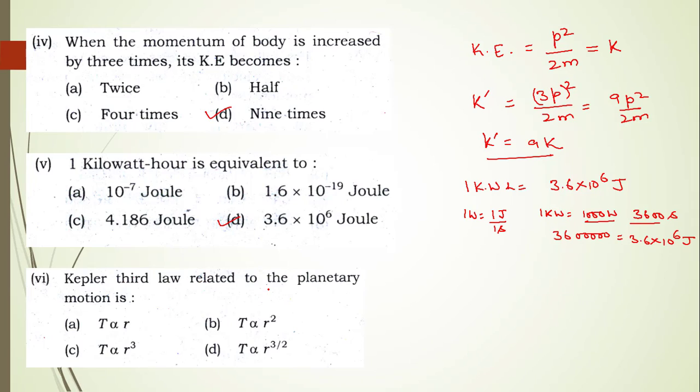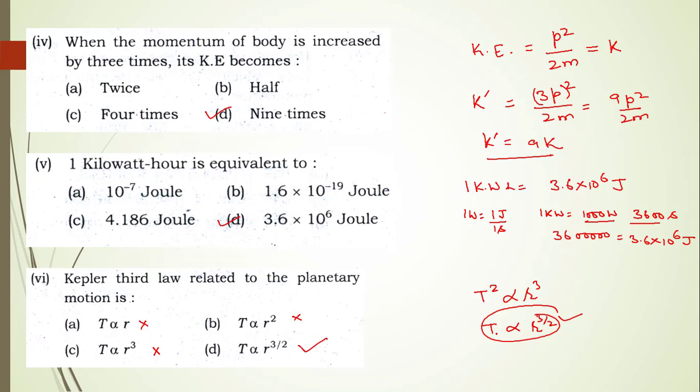Kepler's third law relates the planetary laws of motion. According to Kepler's third law, T square is directly proportional to R cube. Here, T is directly proportional to R, not okay. This is also wrong because T square is directly proportional to R cube. Now, taking the square root on both sides, we get T is directly proportional to R raised to the power 3 by 2. So this is the correct answer. So D is the correct answer for the sixth question.